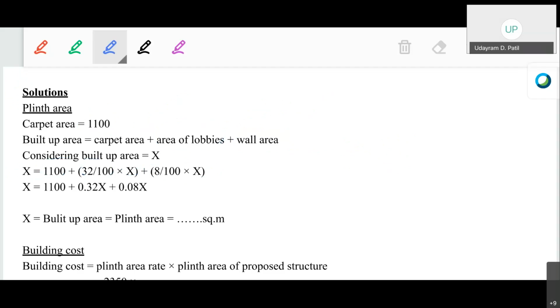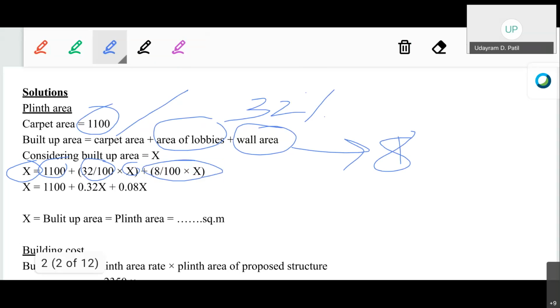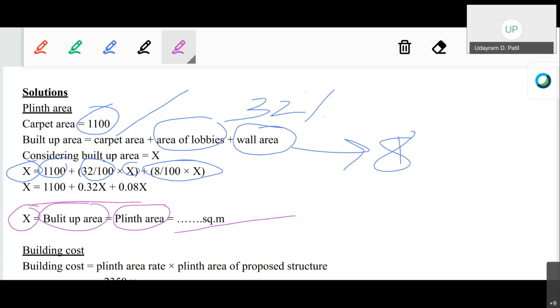So solving that, we get the equation as X equals 1100 plus 0.32X plus 0.08X. Solve the particular equation and calculate the value of X, which is the built up area or the plinth area of our proposed building. Calculate the value in square meter.